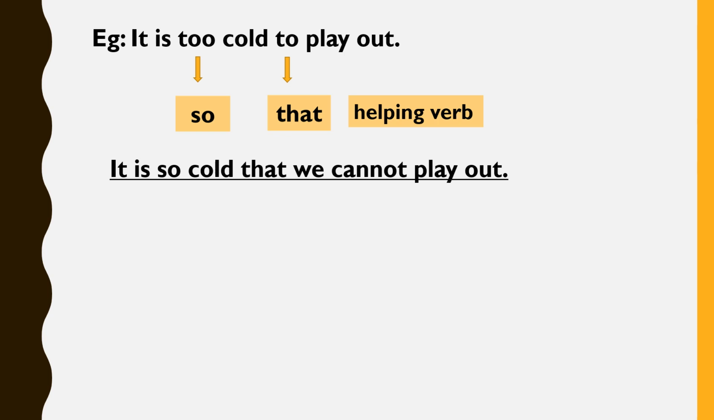Okay, you'll see here that we've used the pronoun we. The actual meaning of the sentence is that we cannot play out because it is cold. Otherwise, if you see, the subject of the sentence is missing. So we've added the subject here, that is the pronoun we, to keep the meaning of the sentence intact. So our sentence after removing too and to is, it is so cold that we cannot play out.